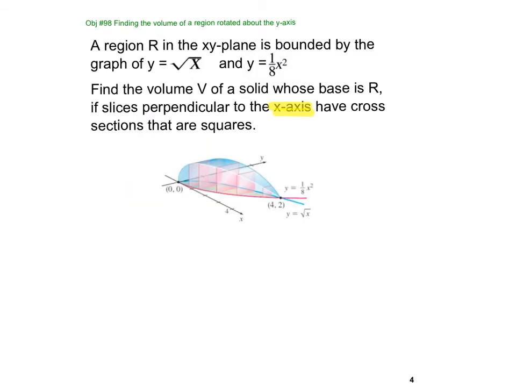All right. So here's a really good picture of the squares. So we have our square root of x. We have y equals 1/8 x squared. They're showing you where they intersect, and you can actually set them equal and solve. It's really not that hard. So find the volume of a solid whose base is r if slice is perpendicular to the x-axis. So notice I highlighted that. That means our functions are in terms of x. Functions in terms of x.